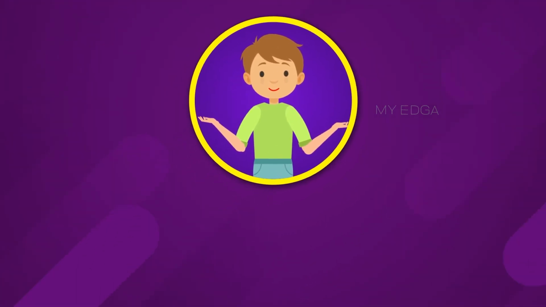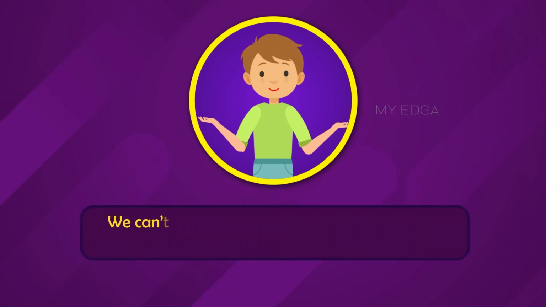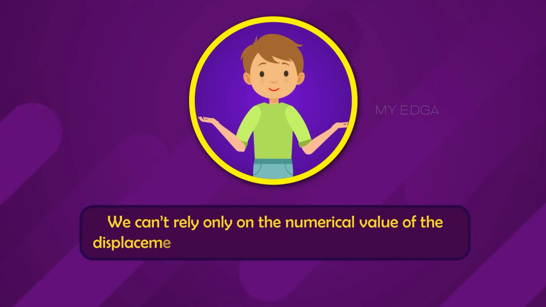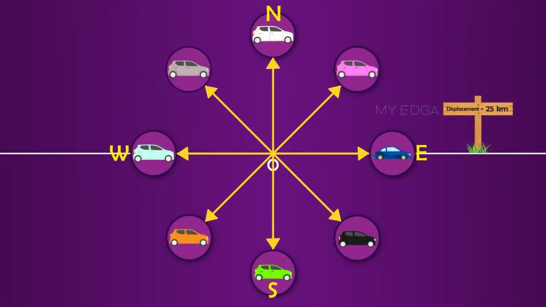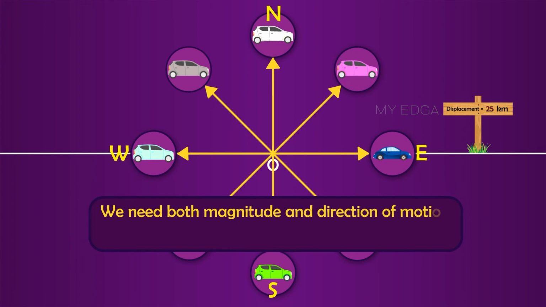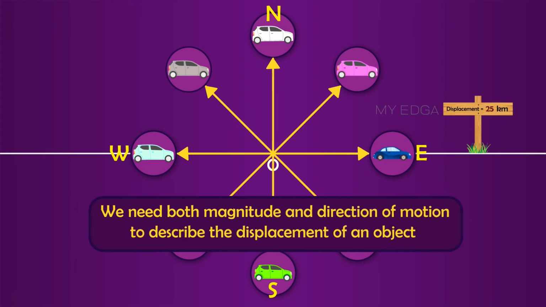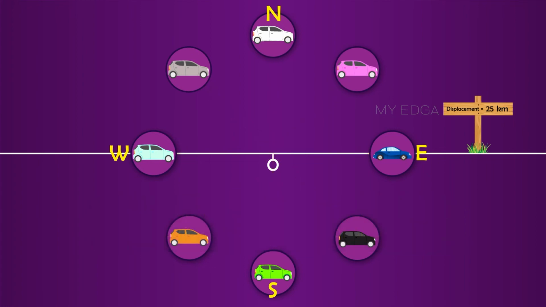From this situation, it is clear that we can't rely only on the numerical value of the displacement to locate the final position of an object. To describe displacement, we need to specify the magnitude as well as the direction of motion. Here we can say that the blue car is 25 kilometers east of the origin and the white car is 25 kilometers north of the origin.